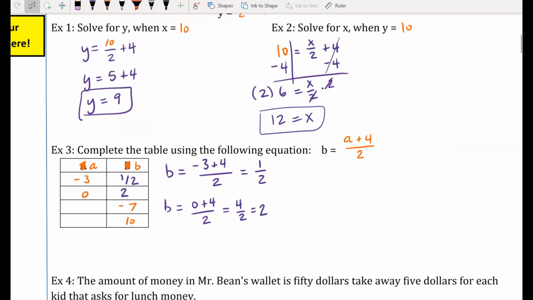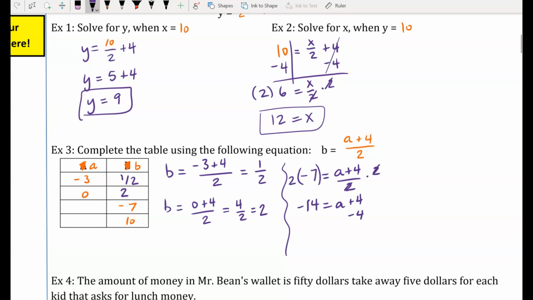Now we're going to change it up a little bit. Instead of being given the A value, we're being given a value for B. So we want B to be -7. Make sure that you're substituting for the correct letter. If I substitute -7 for B, then -7 is equal to A plus 4 divided by 2. The A plus 4 is grouped by the fraction bar, so I'm going to undo the division first by multiplying both sides by 2. 2 times -7 is -14. These 2's cancel and leave A plus 4.